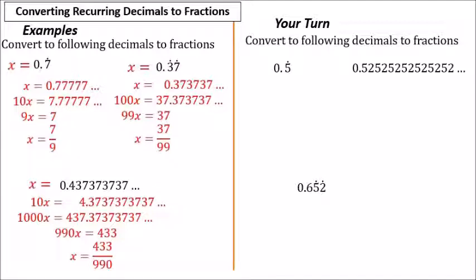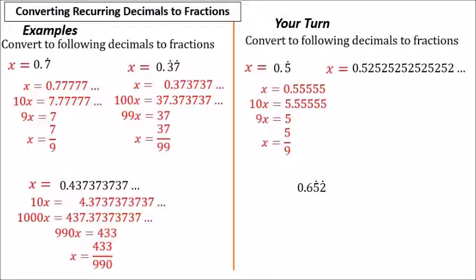Alright, so to convert 0.5 recurring to a fraction, x is 0.5 recurring, so x is 0.5555 and it carries on. So 10x would be 5.5555. Again, 10x because we have one digit repeating. So 10x take away x is 9x, which is the same as 5 because it cancels, it gets rid of the recurring decimal. So x is equal to 5/9.